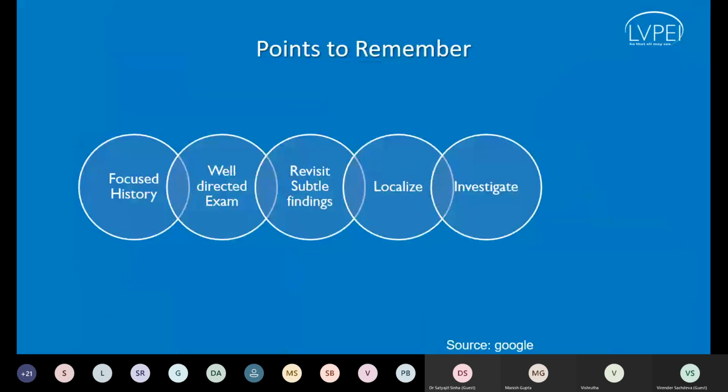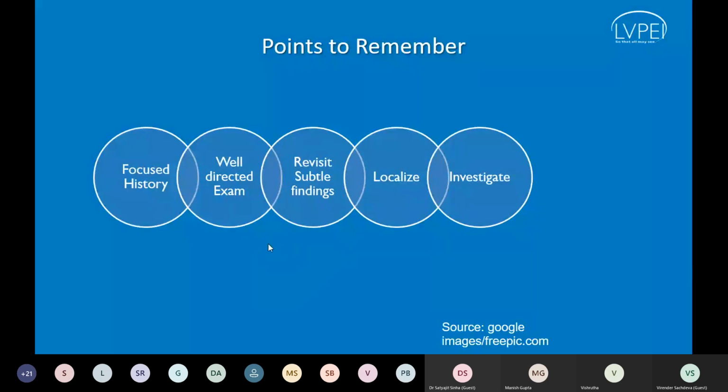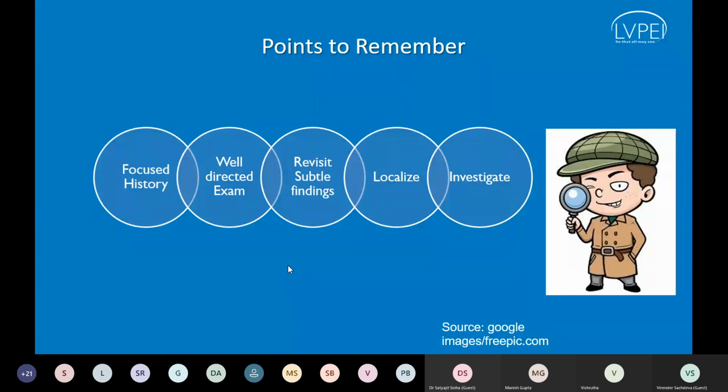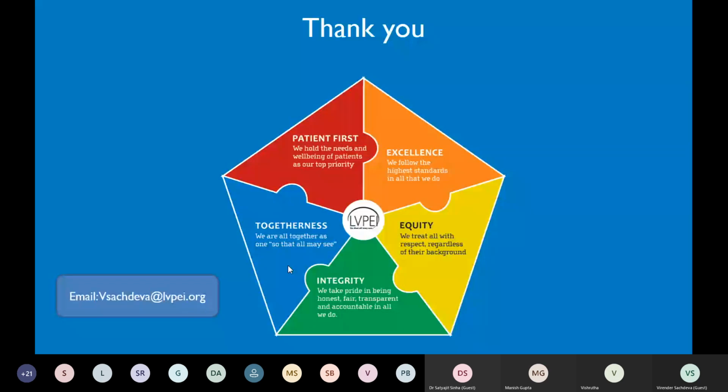That's very important. So I think if time is up, we can conclude with this thing, that we should always take a focused history, do a well-directed examination, revisit subtle findings in the patient with optic neuropathies, localize whether it's optic nerve alone, orbit, brain, diffuse pathology, and then perform the appropriate investigations in these patients and keep alive the little detective in us. Thank you very much.